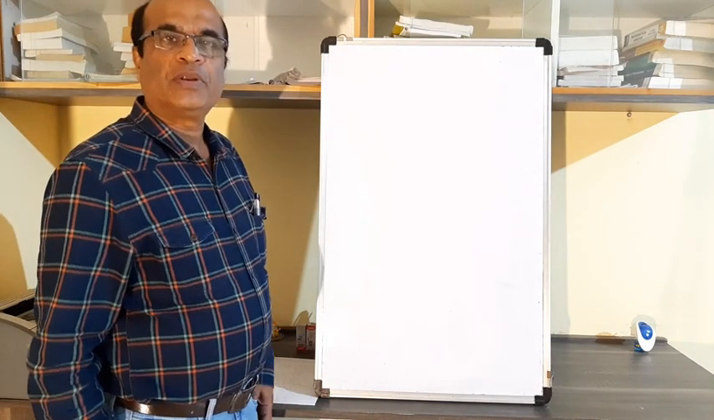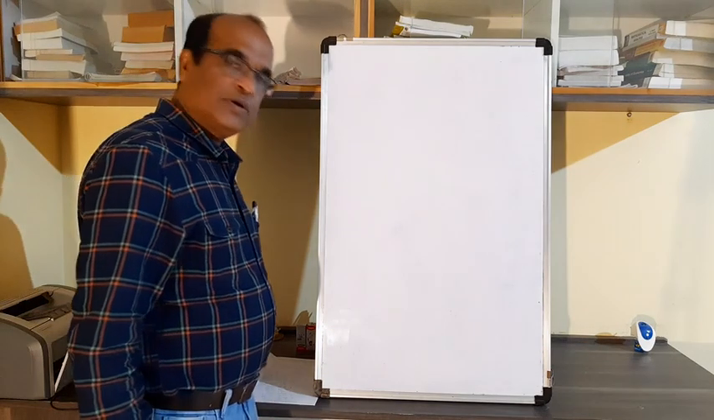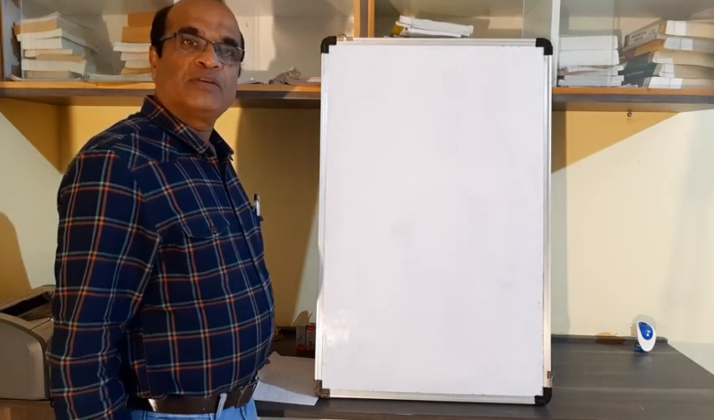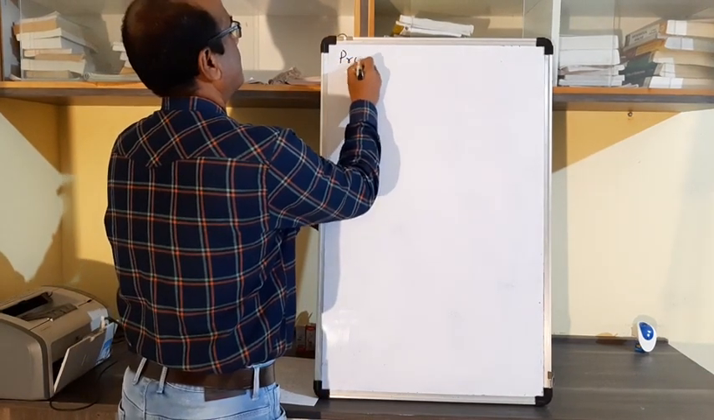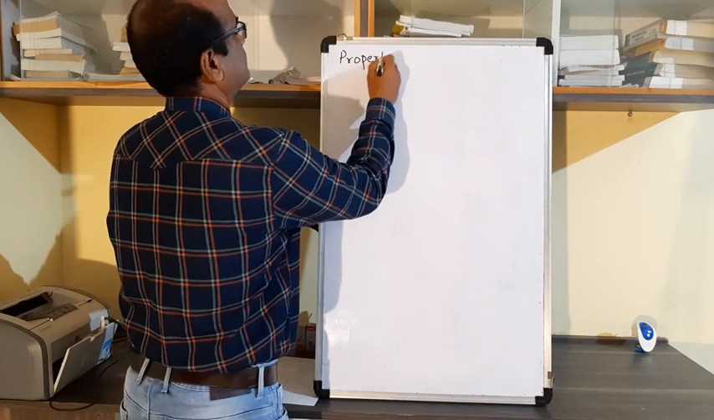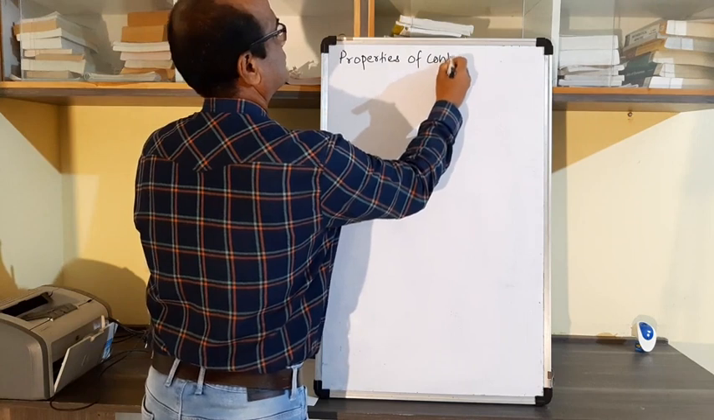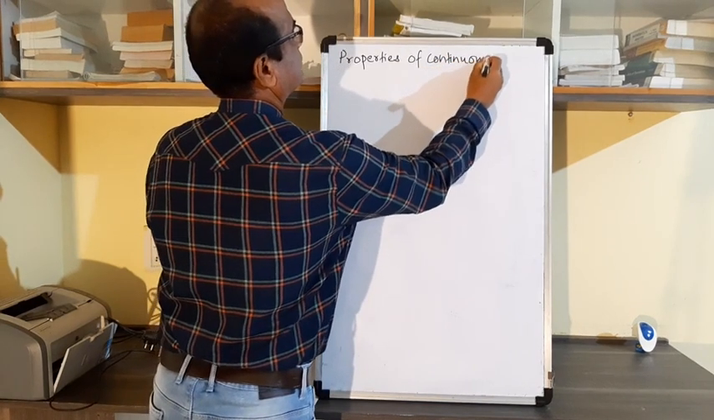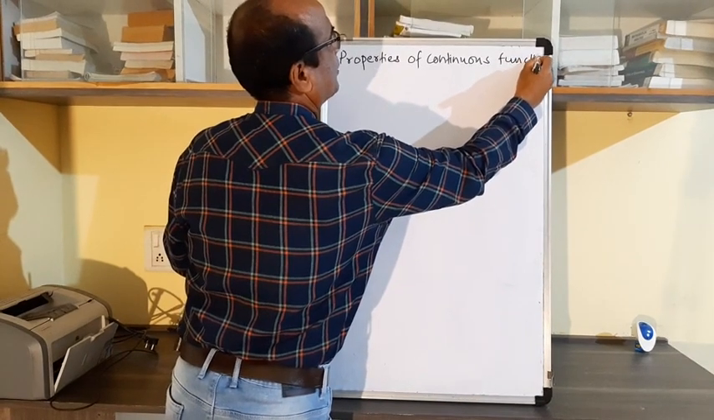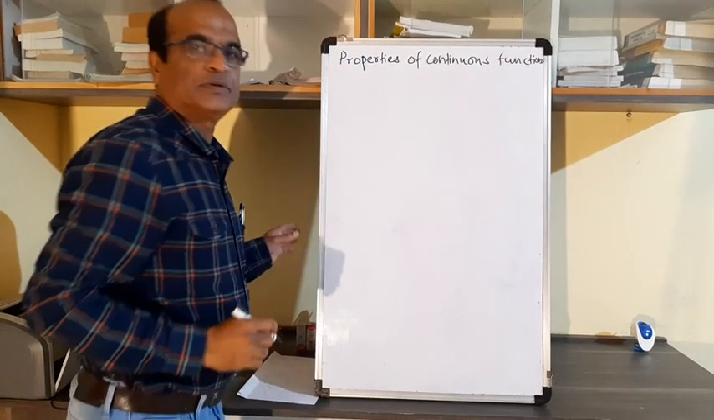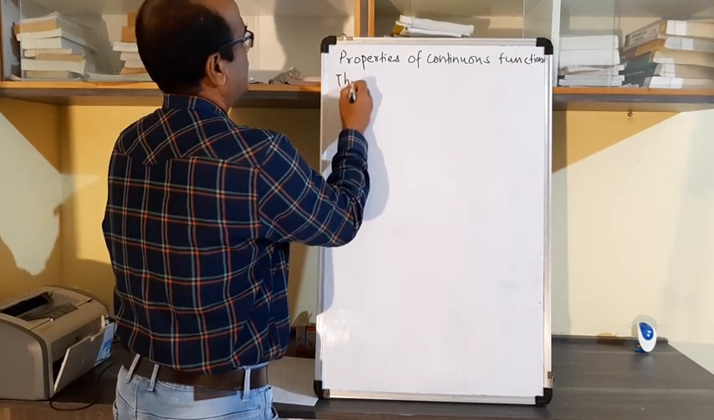So, what is the definition of limit and what is the definition of continuity? So, what are the properties of continuous functions? So, let us see here. Properties of continuous functions. What are the properties of continuous functions? Okay. So, what is the theorem here? So, very simple property.